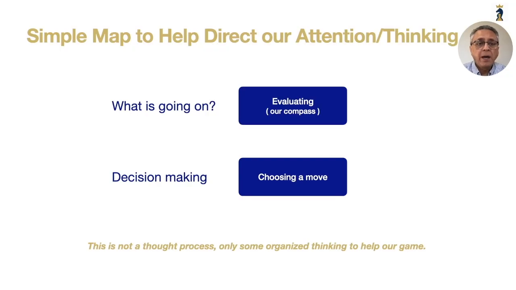Here is a simple map to organize our thinking or our attention. To figure out what is going on in a position, we do that by evaluating the position. It's like our compass. And based on the options that we come up with, then we choose a move.